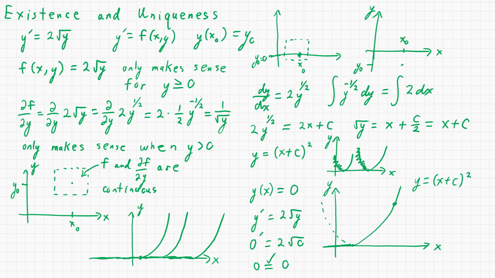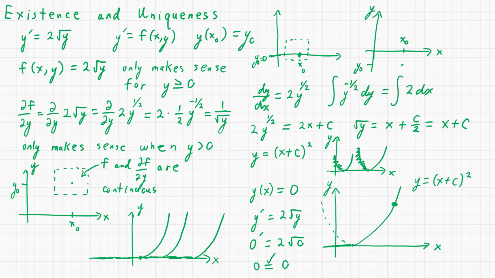So starting at a point that's above the x-axis, when y naught is positive, you have a unique solution and it exists. But if you start on the x-axis, you actually have an infinite number of solutions you could choose from. And so this is illustrating the limitations and also the power of the existence and uniqueness theorems. The limitation was we didn't really know anything about starting on the x-axis from the existence and uniqueness theorems.